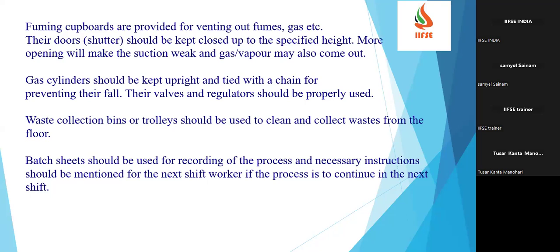to handle the chemicals. In case of any leakage or spillage, this fuming system will take out the fumes which are inside. Their doors and shutters should be kept closed up to a specific height, because opening them more will make the suction weak, and the gas or vapor may also come out. Most of these fuming cupboards are of different types. Some of them are a bit open, or most of them are in a completely 100% closed condition, so that they maintain a certain pressure inside. In case of any leakage, it won't come out from the cupboard.